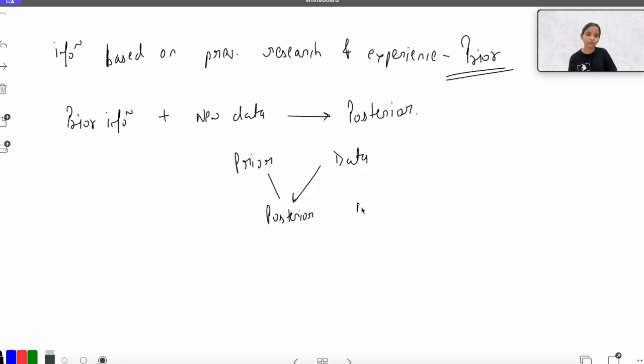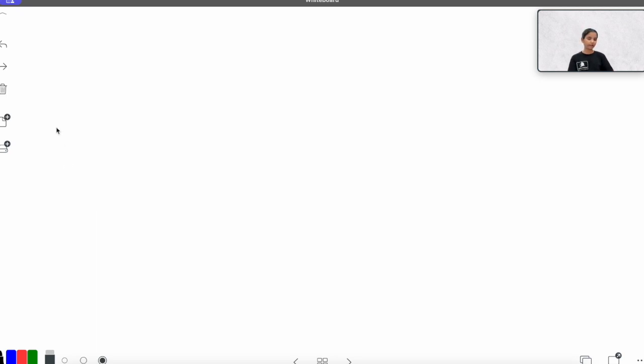Then let's say we again collect some new data. Now this is my prior, I'm again updating our knowledge, and I'm again getting a posterior. So you will continually do this procedure for updating the knowledge. Now you must have heard these two terms, Bayesian and frequentist analysis.